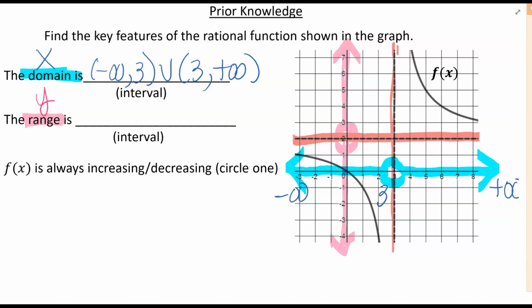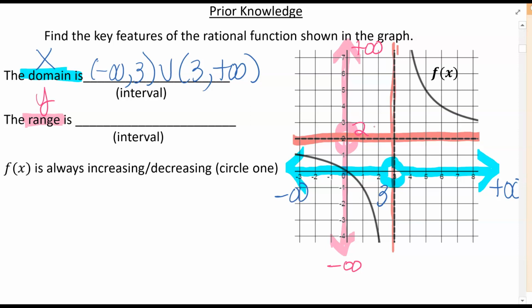So my range is going forever downwards to what? Negative infinity. And it goes forever upwards to what? Positive infinity. Okay? And it stops at what value? What's the asymptote value? 2.